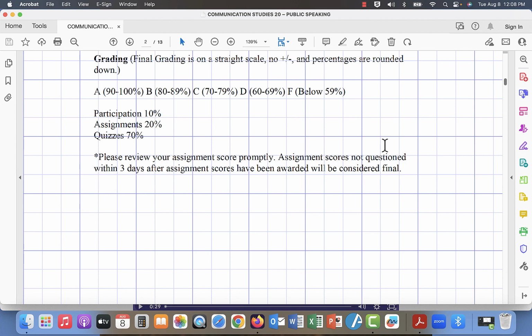The breakdown of our grading for this semester is 10% participation. So are you doing your assignments? Are they on time? That gets you along pretty far in this class. 20% come from your assignments, and I will have approximately 7 Comm Lab module assignments for you to do, and those will be described in greater detail later on.